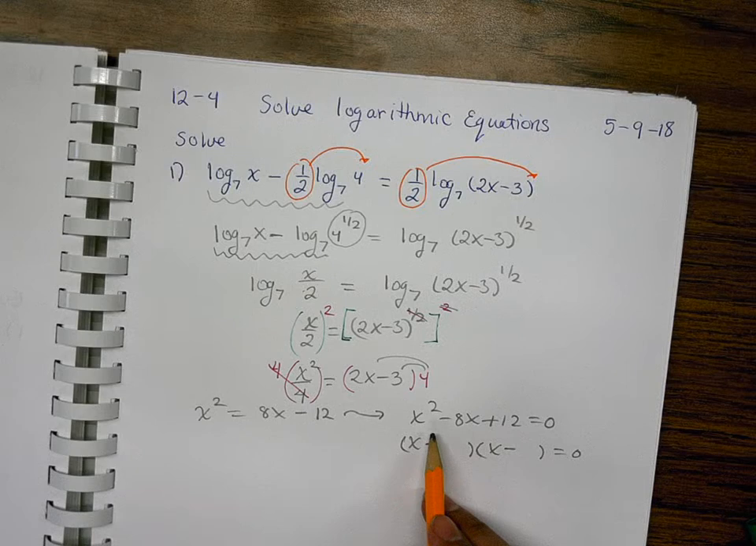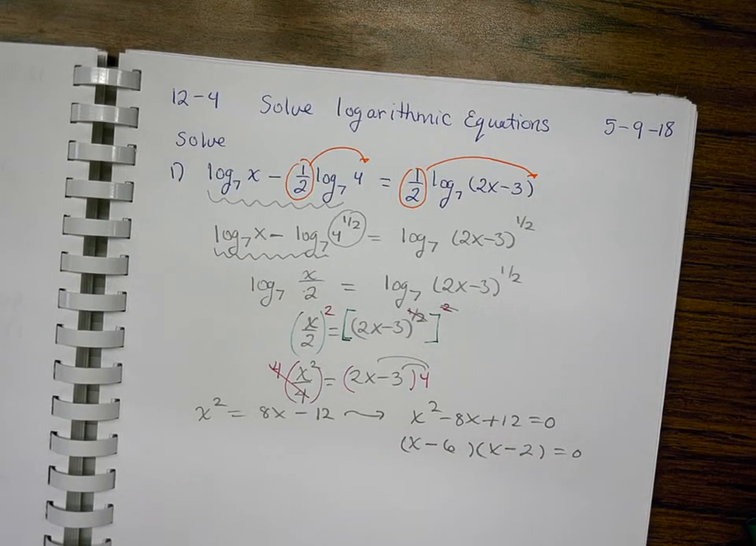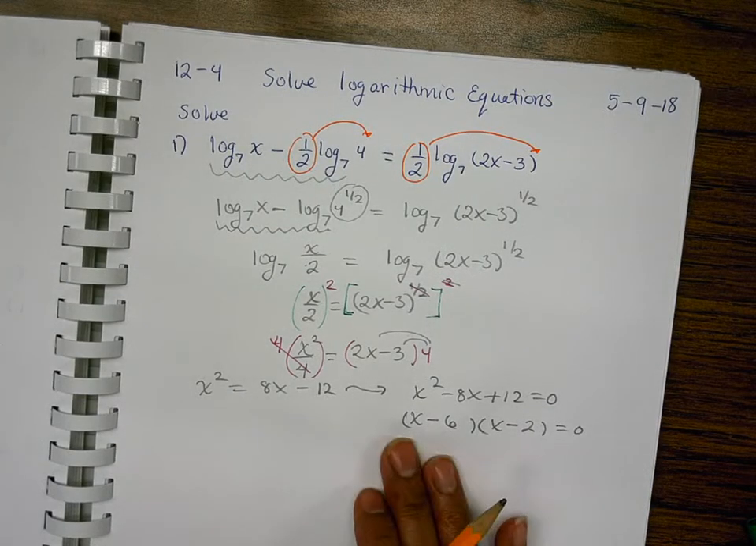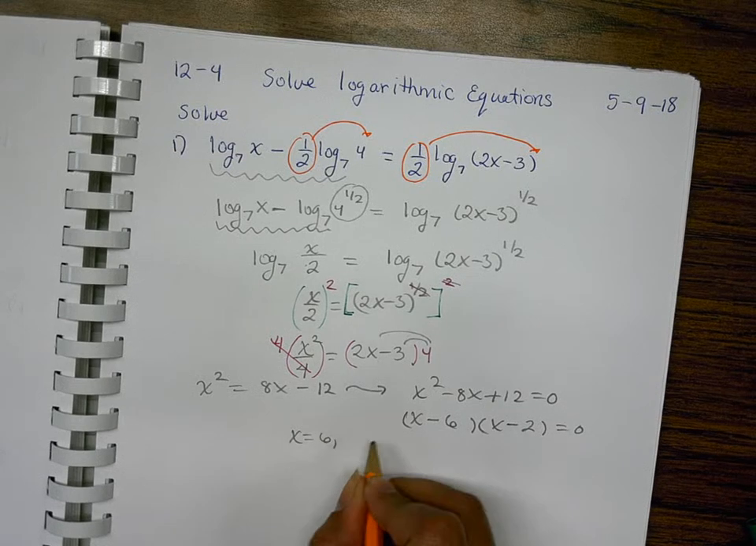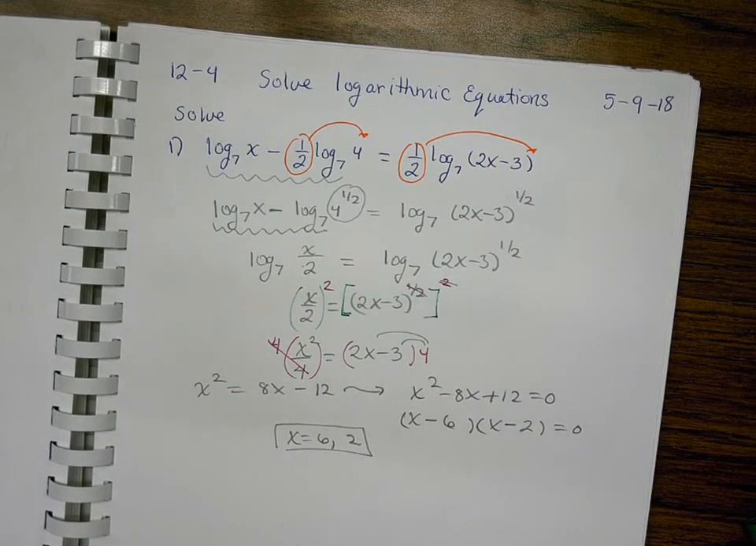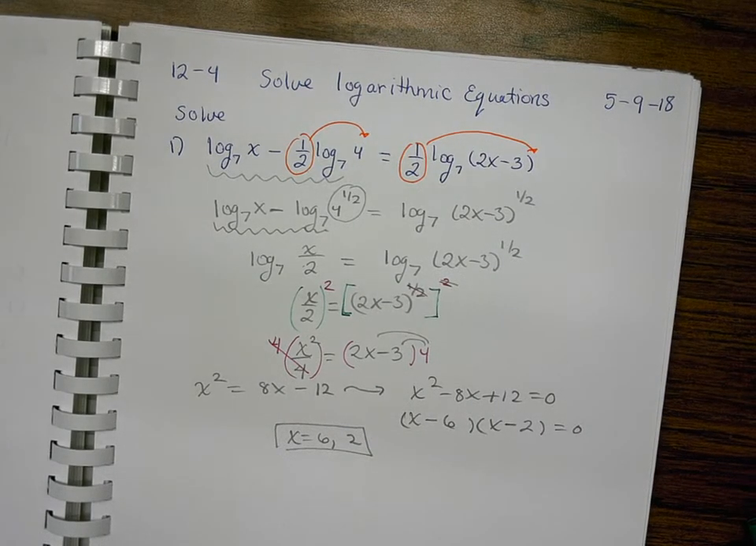And I can tell the two signs are going to be the same because it's positive 12, and they're both going to be negative, and I'm hoping everybody sees that it's negative 6 and negative 2. Set them equal to 0 and solve. x minus 6 equals 0, x minus 2 equals 0, x equals 6, and positive 2. Two solutions.